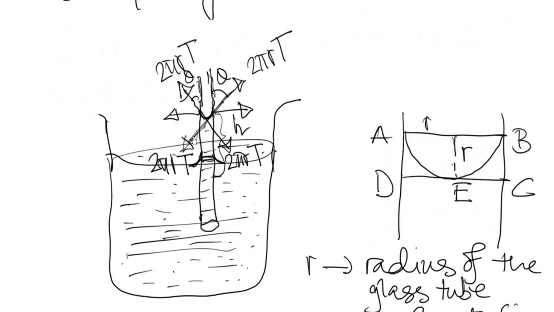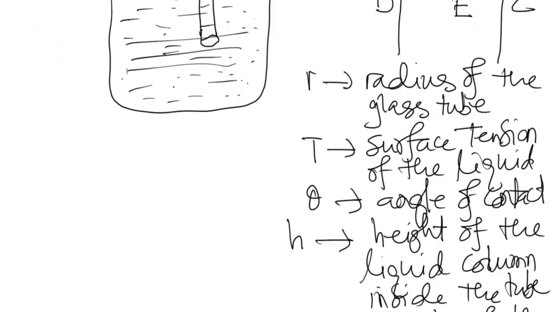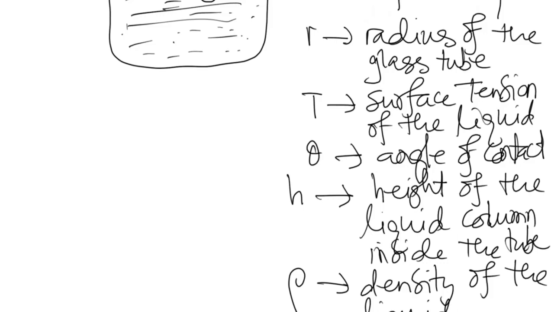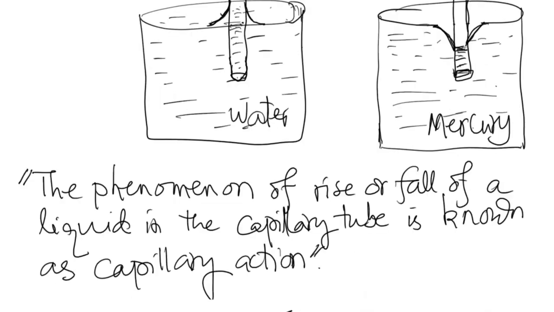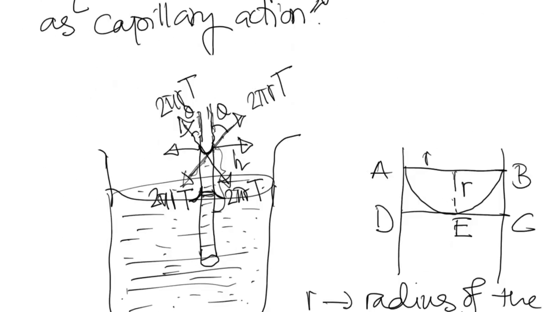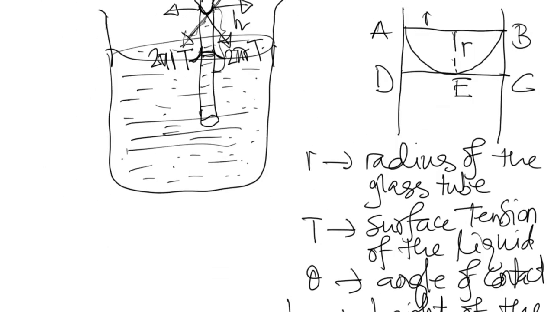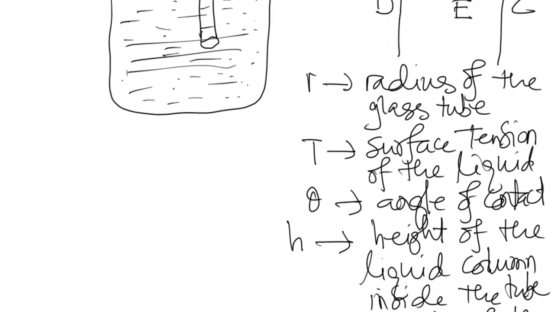As a result, the wall of the tube will experience an inward force of magnitude 2 pi r times T, because 2 pi r is the length, and it will act along the tangent. That force will act along the tangent. According to Newton's third law of motion, the wall will exert an equal and opposite force 2 pi r times T.